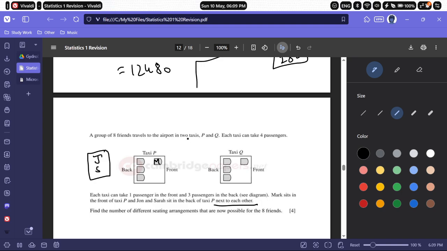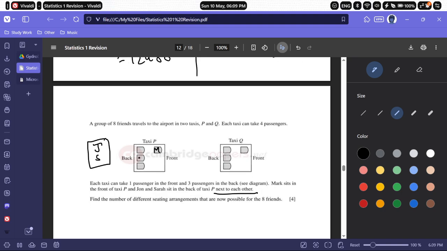So for taxi Q, there isn't any sort of restriction, right? So first of all, you just deal with taxi P. We look at that first. So let's say that John and Sarah are sitting like this. First of all, inside the box, start by calculating what happens inside the box. So you have two factorial ways of arranging inside the box, right?